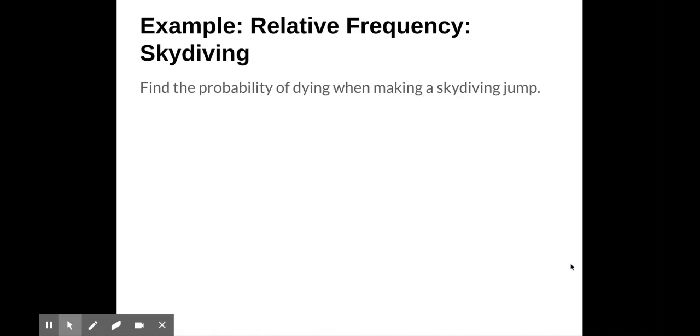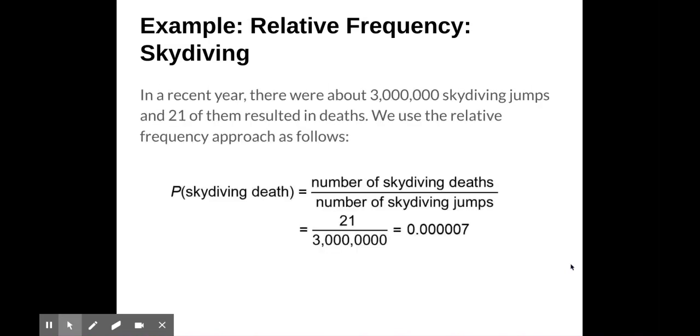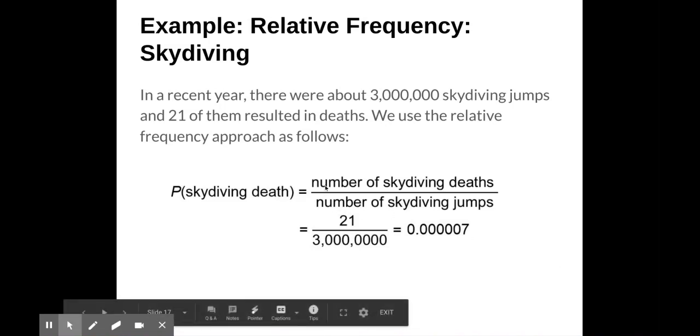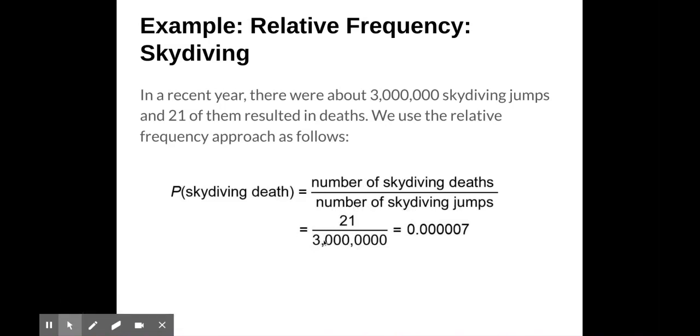We're going to do an example involving relative frequency, and we're going to deal with skydiving. Skydiving is one of those things that many of us say is on my bucket list, and some of us say, no way, we're never doing that. So, the probability of dying when making a skydiving jump. In a recent year, there were approximately 3 million skydiving jumps, with 21 of them resulting in deaths. Using the relative frequency approach, the probability of dying while skydiving in a single jump can be found by taking the number of skydiving deaths divided by the number of skydiving jumps, which is 21 over 3 million, or rounds to 0.000007.